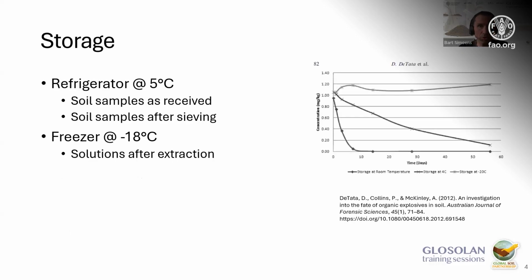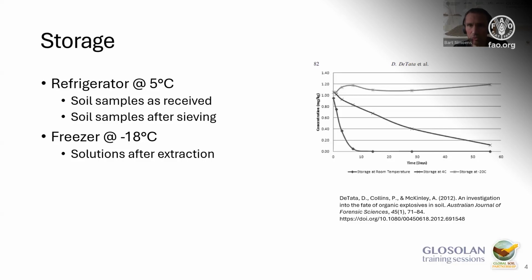So storage, it's not so complicated. The colder the better if you want to store a soil. As the soil arrived at the academy without being frozen, I think it was not so useful to freeze it again. So we stored all the samples as they arrived in the refrigerator at 5 degrees. We did the same after sieving. We will see about that on the next slide. And then the solutions after the extraction, just for safety and also for practical reasons, were stored in a freezer at minus 18 degrees.